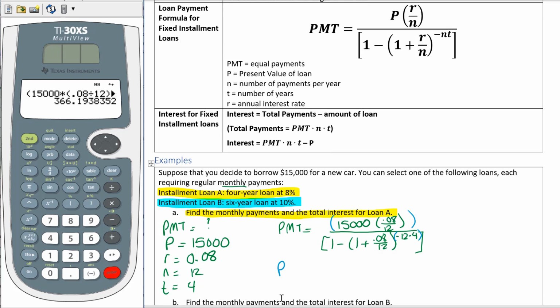When I hit enter, my payment turns out to be $366.19. Although the 3 usually makes the 9 stay, in payments, unfortunately, they almost always round up. So my payment is going to be $366.20.